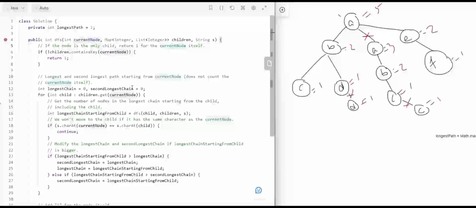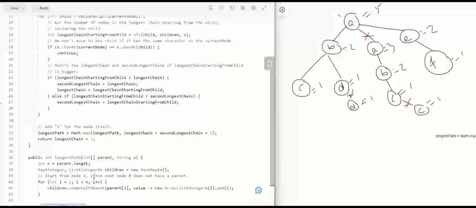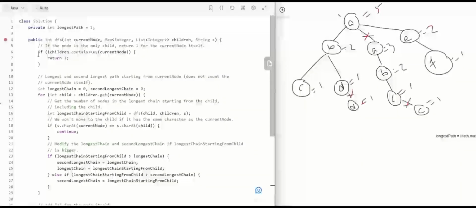Yeah, so now let's quickly look at the code, which, if you know the logic, is pretty simple to implement, I guess. Our function starts from longest path, where we're given the parent and the string, and then we create a map, basically an adjacency list, where we store for each node what its children are, right? That's what we are doing here, and then we are calling the DFS function. The very first criteria is, if a node does not have children, we just return 1, right?